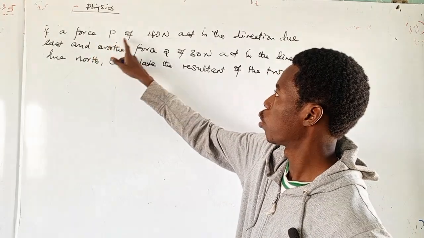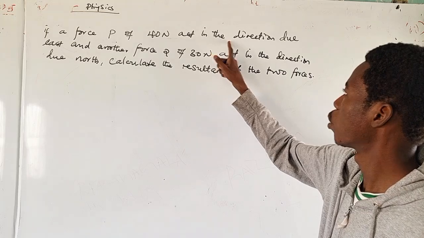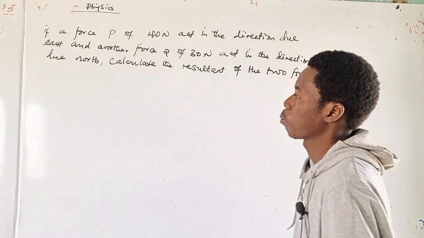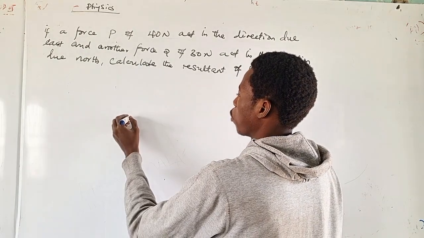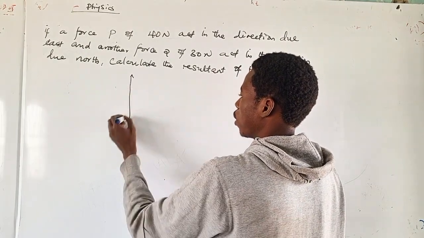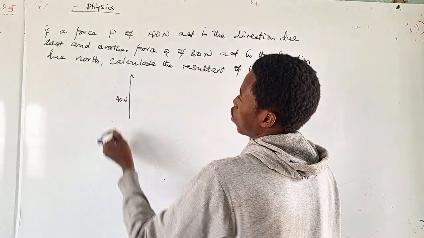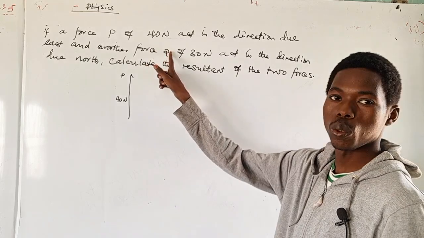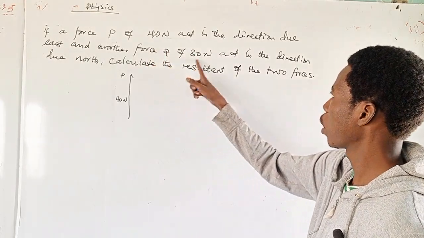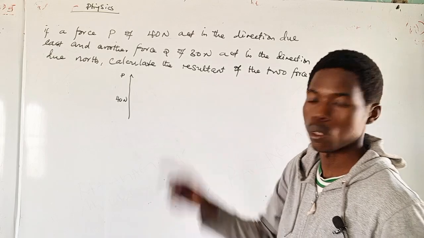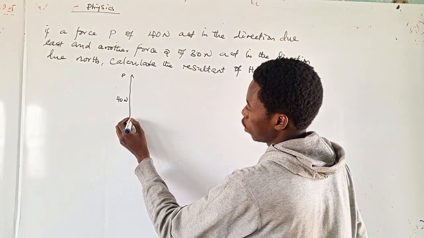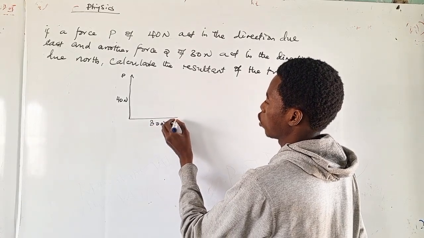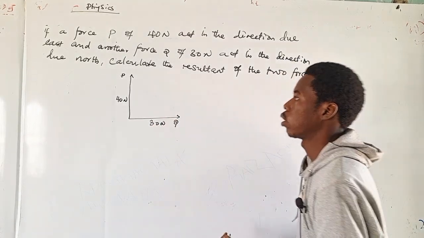If a force P of 40 Newton acts in the direction due east, so let's draw it. Let's draw the X direction. 40 Newton in the east direction, that is P. And another force Q of 30 Newton acts in the direction due north. So this is the north direction. Let's draw 30 Newton and it is Q. So this is its direction.